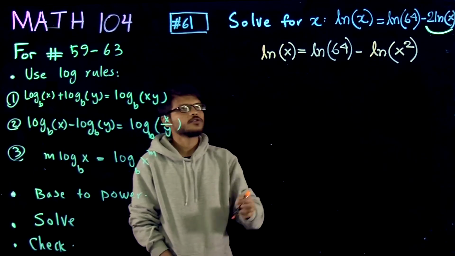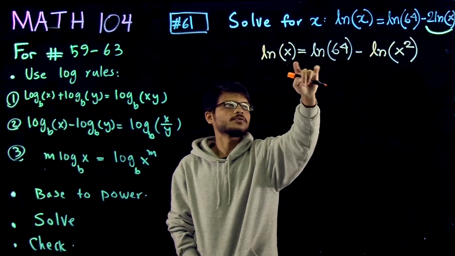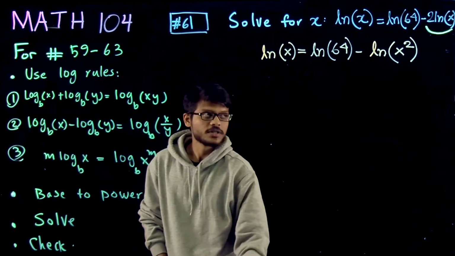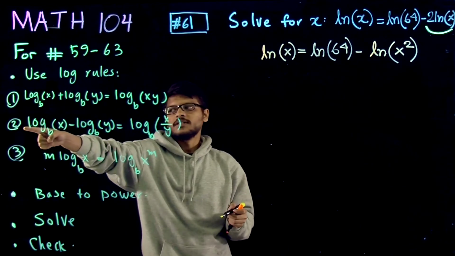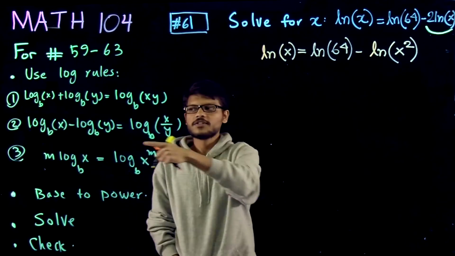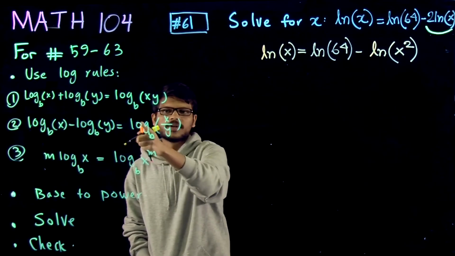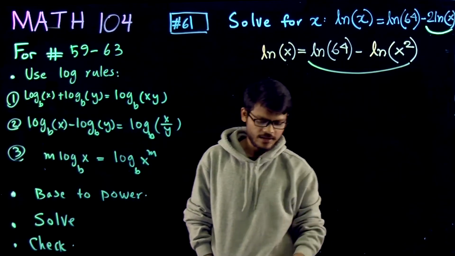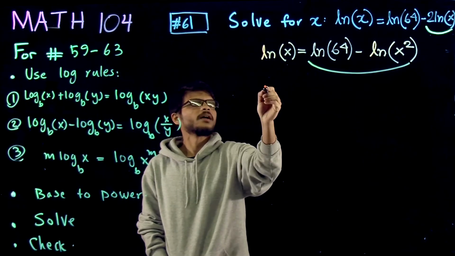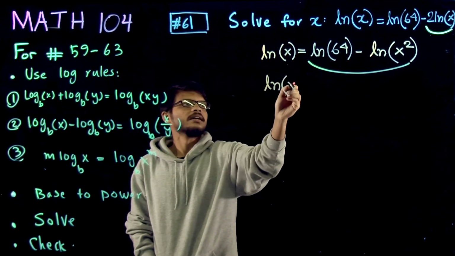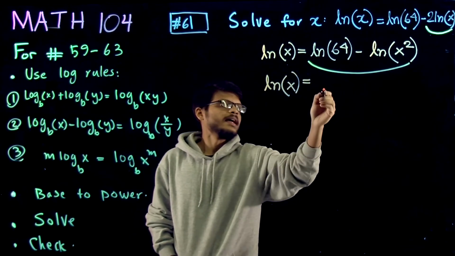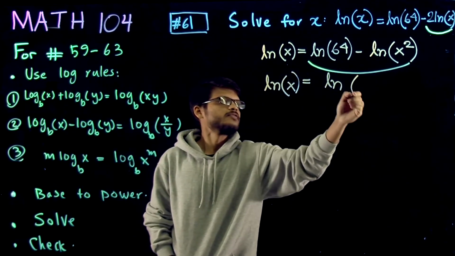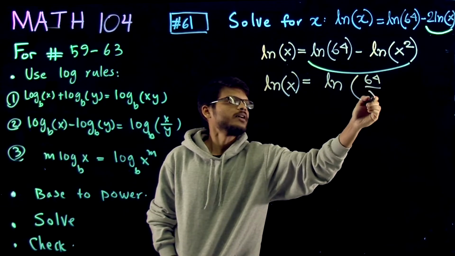Once you do that, we will have ln x equals ln 64 minus ln x squared. Now we have to use the second rule, the difference of logs. The difference of logs becomes the log of a quotient. So this is what we have to do for the right hand side. If you do that, we will have ln x equals ln of the quotient of the insides, so 64 over x squared.